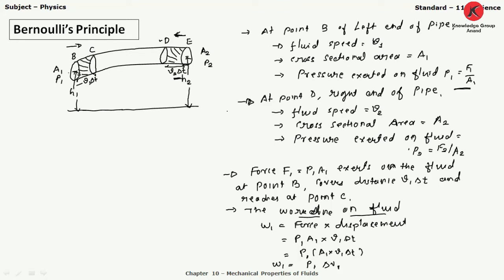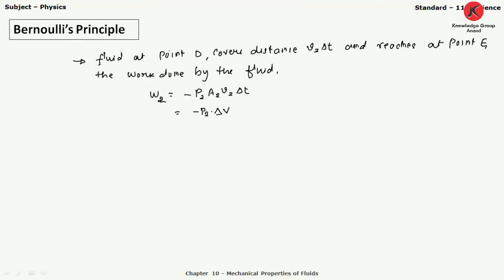And one more thing, here we have considered this fluid is steady fluid. That's why the volume at this point, on the left hand side, and the volume on the right hand side both have the same value. Means here we can consider delta V1 equal to delta V2 equal to delta V.